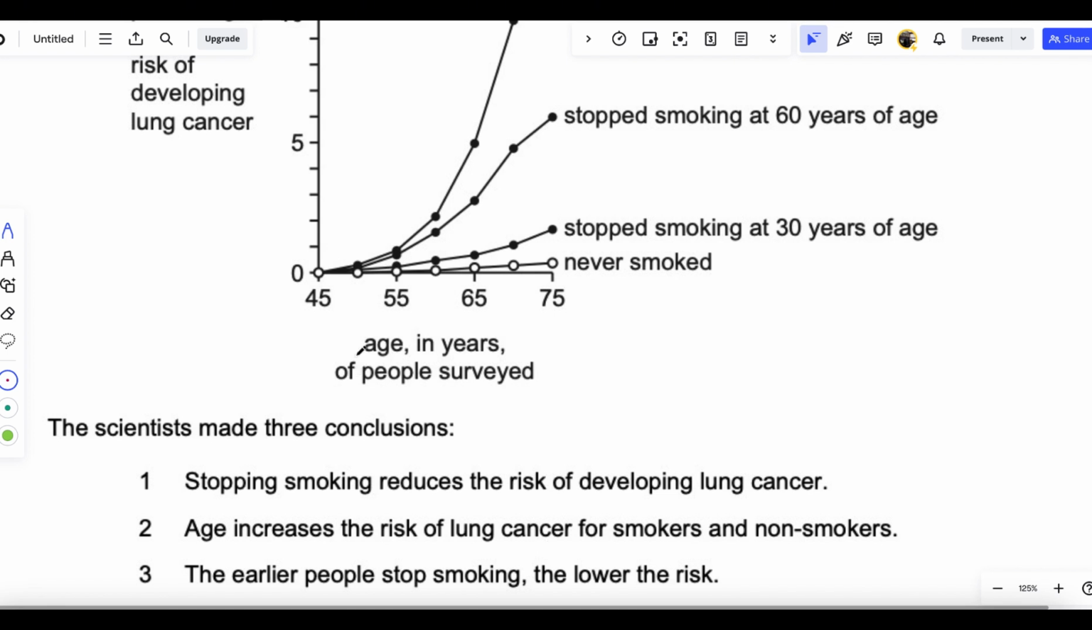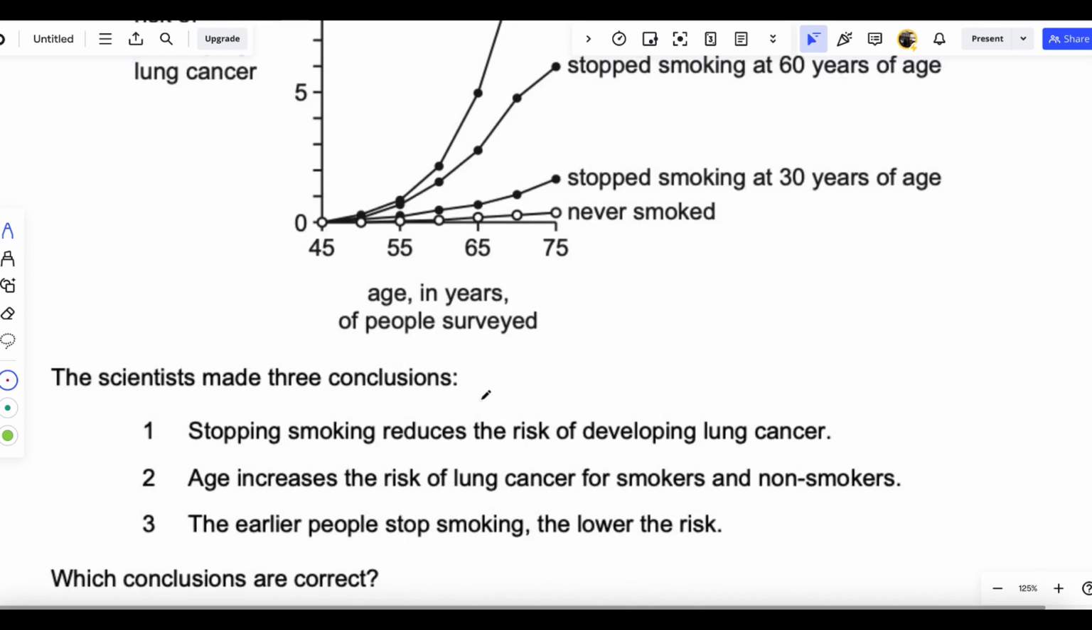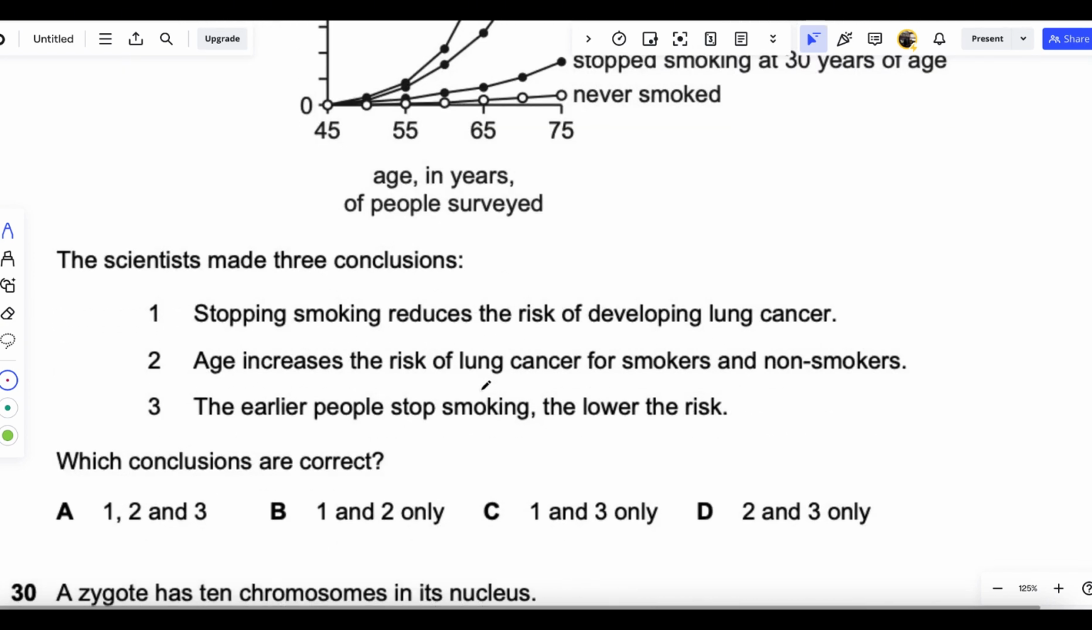These are the ages of the people that they have surveyed. Consider people from age 45 to 75. Now the scientists made 3 conclusions. According to them, stopping smoking reduces the risk of developing lung cancer. Yeah, that's true, right?